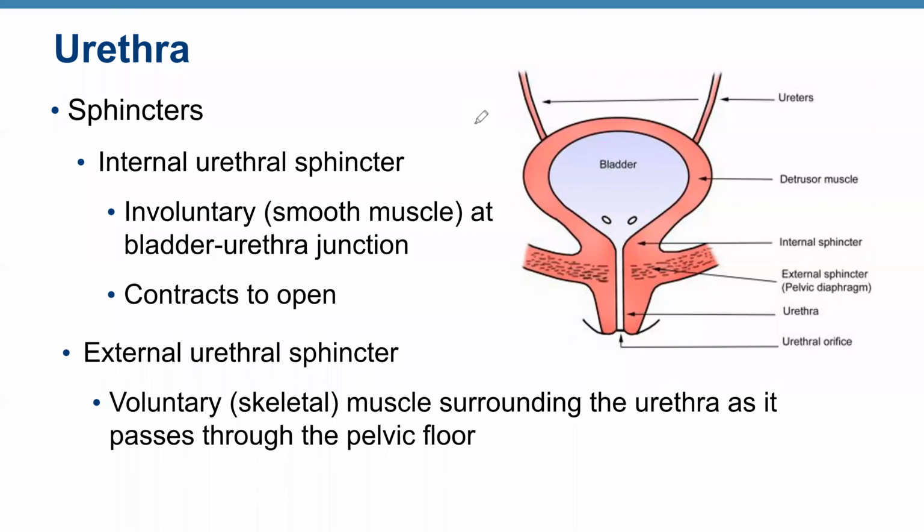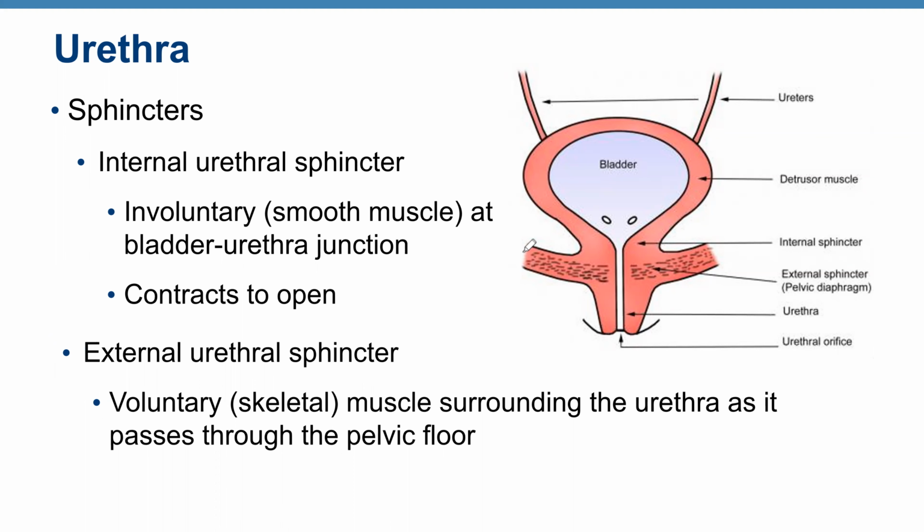Sphincters of the urethra. We have the internal urethral sphincter, which is involuntary smooth muscle at the bladder-urethra junction. So here's your urinary bladder, and that's a big muscle called the detrusor muscle, a smooth muscle. In this inferior part over here, we have the internal sphincter, a circular muscle that is under involuntary control. It contracts to open.